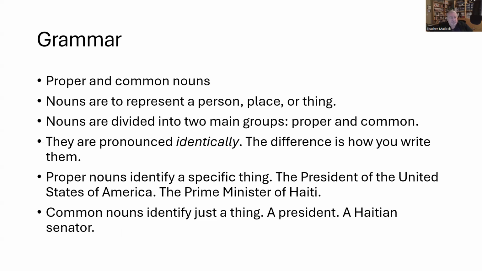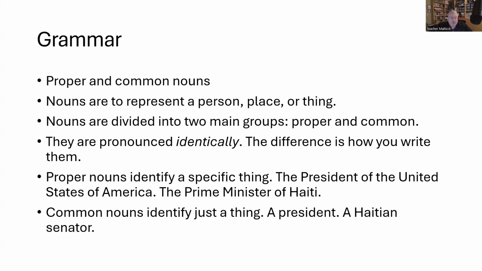Let's talk about some aspects of grammar. One of the more common things to understand in English is the difference between proper and common nouns. A noun is used to represent a person, place, or thing. Those nouns are divided into 2 main groups, proper and common. Proper nouns and common nouns are pronounced identically. The difference is how you write them.